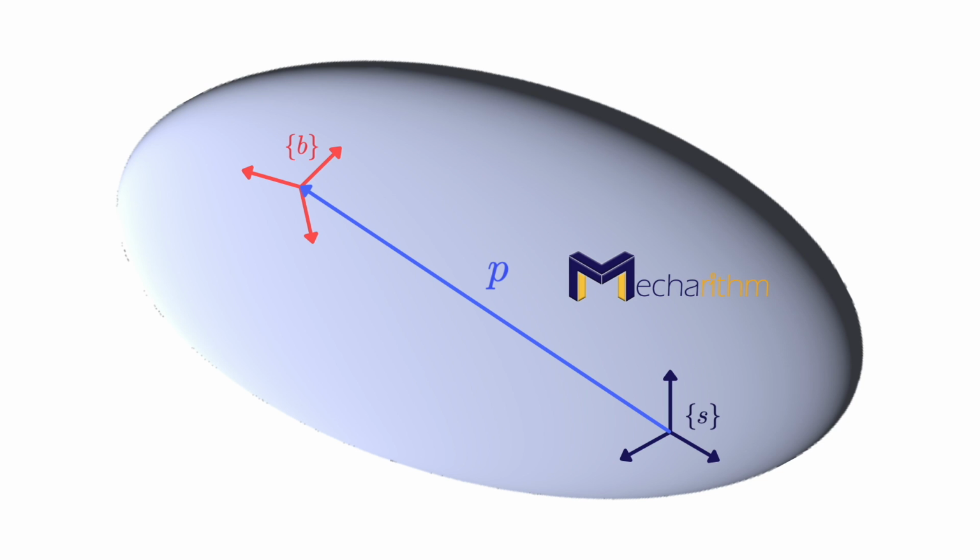Suppose we have an infinitely large rigid body that the origins of the frames S and B are 2 points on this rigid body, and P is the location of the origin of the B frame relative to the S frame, as you can see in this figure. As the body moves, the origin of the B frame traces a circular path of radius P relative to the origin of the frame S.